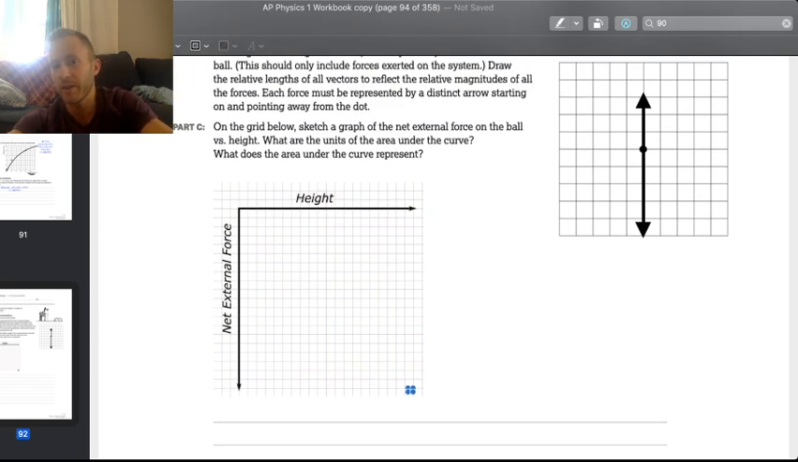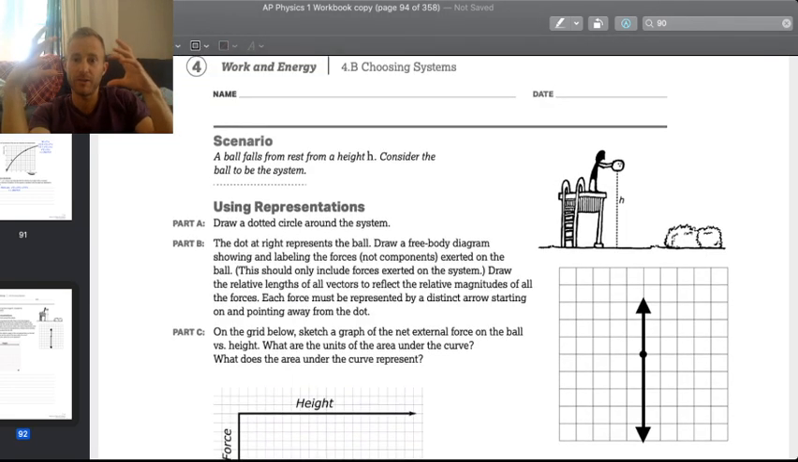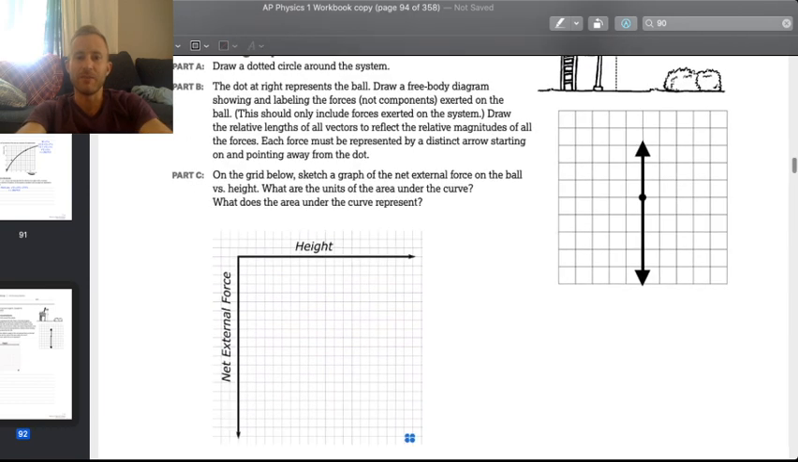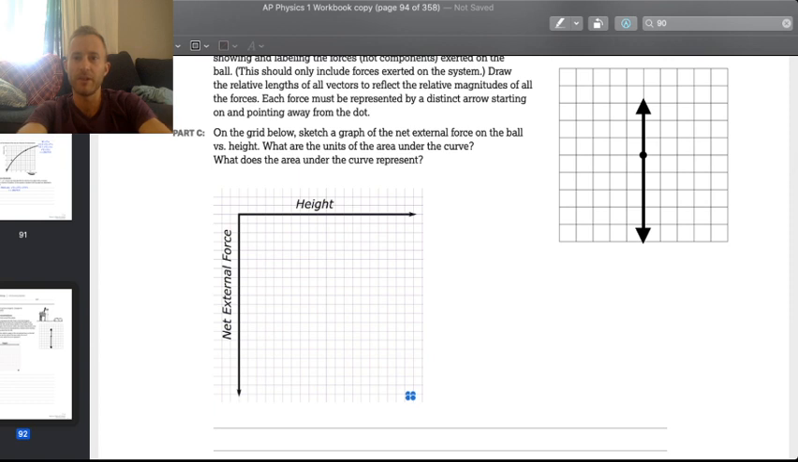Now, why do I say that? I say that because when the height is large, the ball hasn't picked up a lot of speed yet, so the drag force is 0. So that net external force is just weight when the ball initially starts dropping. But then, as it falls, the drag force is going to basically start to cancel out the weight force.